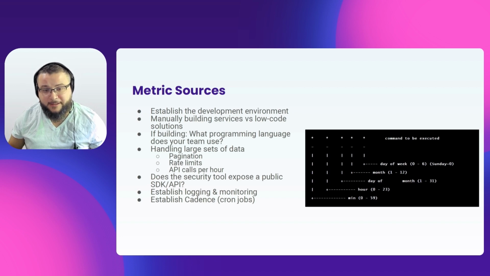Logging and monitoring. Our metrics need to run when they're required to run. If they don't, the team needs to be alerted and fix the problem. Not doing so will result in data loss for that time. Lastly, we want to establish a cadence, or when your metric sources should be triggered to run. This could be a cron, or maybe collected with events such as with webhooks.